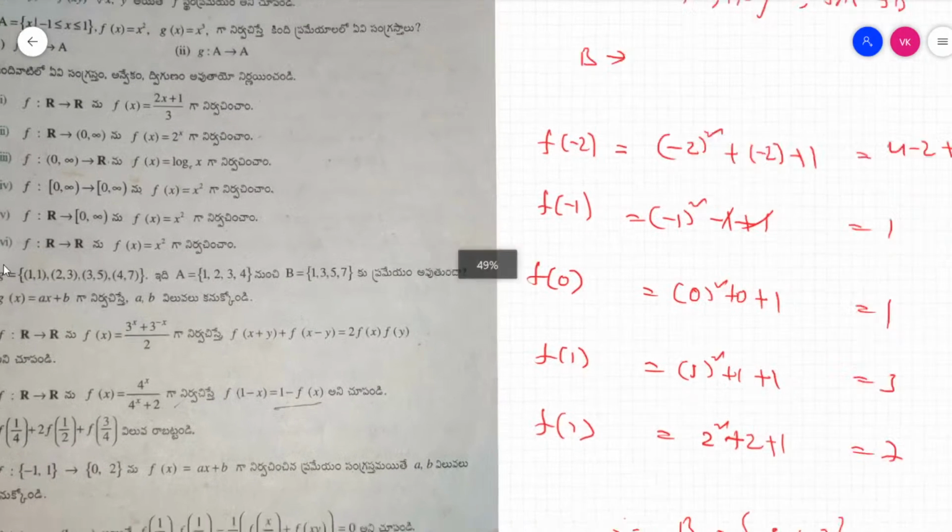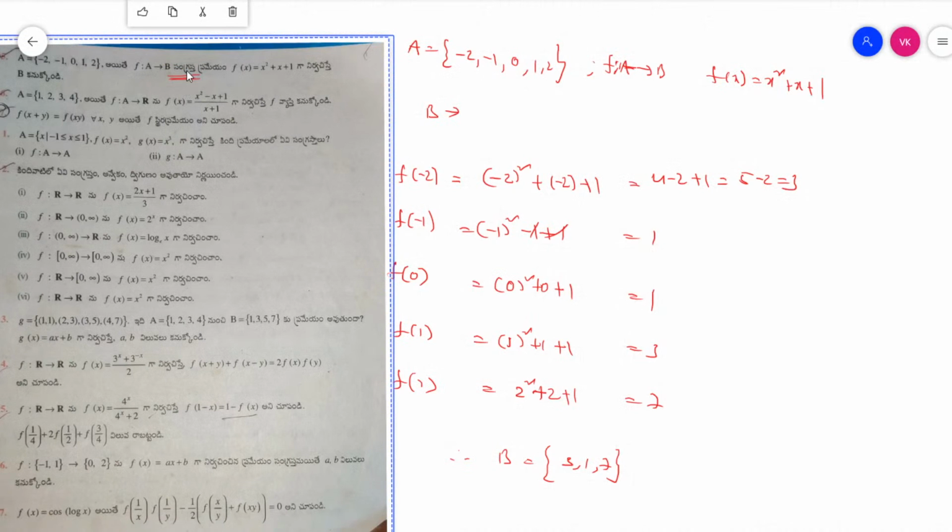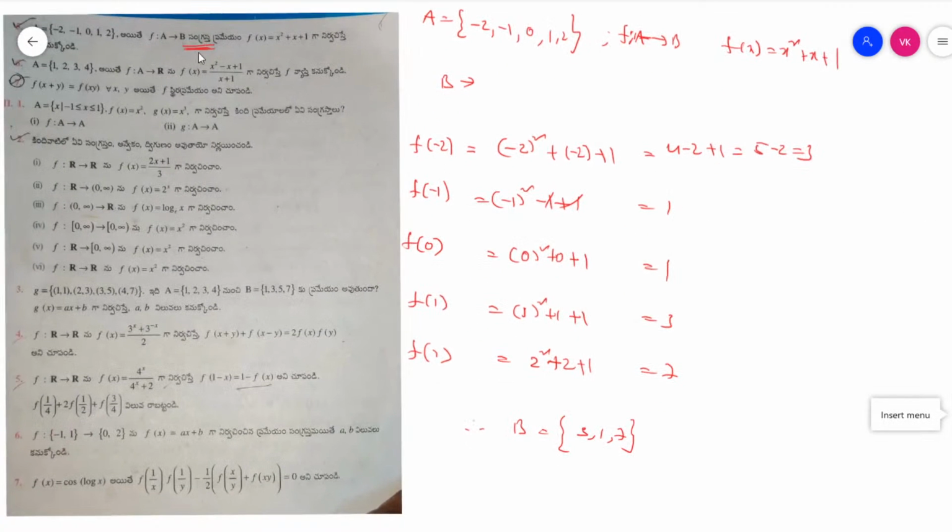Let's go for the sixth one. Okay, this is about the fifth one. Let's go for the sixth one. Yes, somebody asked in our group to try to answer every question, that's why. Let's go for the sixth question.